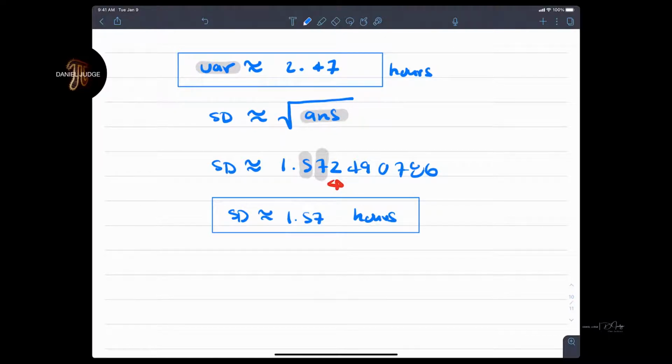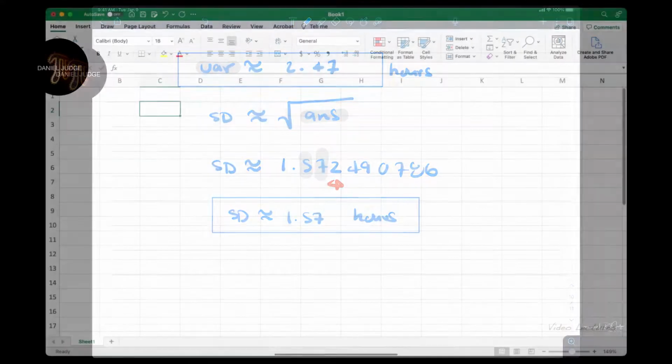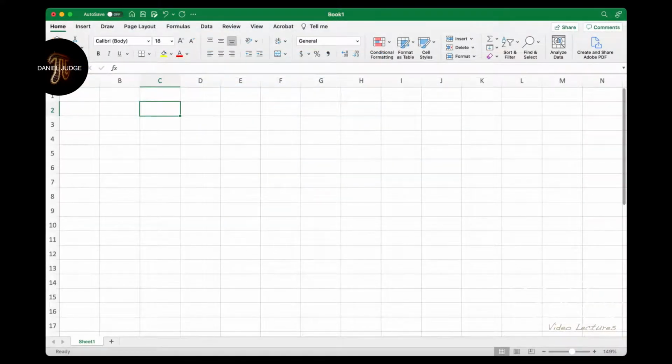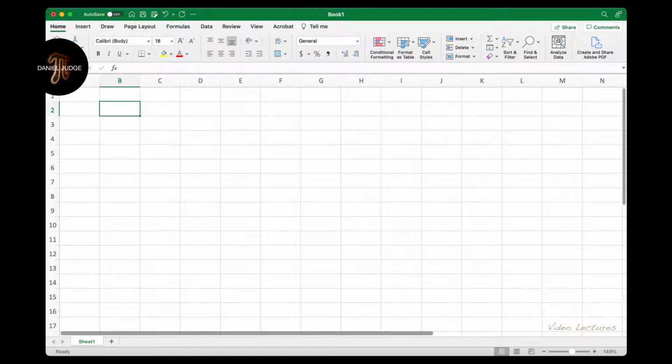Now, remember I said we're going to double check. So what I'm going to do here is go over to Microsoft Excel. And there's a good reason why I'm going to do that. You don't have to use Excel at all to answer these questions here. You use the TI like I just showed you. I just have it for demonstration purposes.